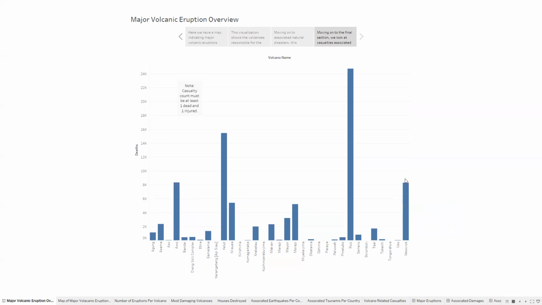And at last, it comes to Kilauea, which is situated in the USA, and it has a death toll of 5,000 plus, but the injury count is also very low, like 20. So that's all for me.